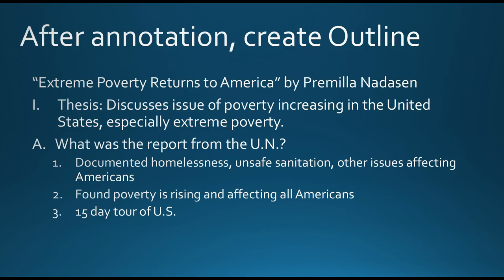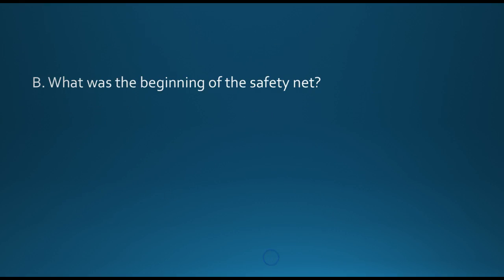And then as I read and I looked back at my notes, this is what I said. Point 1, it documented homelessness, unsafe sanitation, and other issues affecting Americans. It found poverty is rising and affecting all Americans, and it was a 15-day tour of the U.S. So I've looked at the article, and now I'm going to write what I think are the answers to this question in this outline. I can do that for letter B as well.